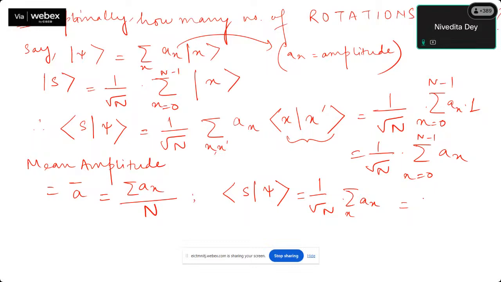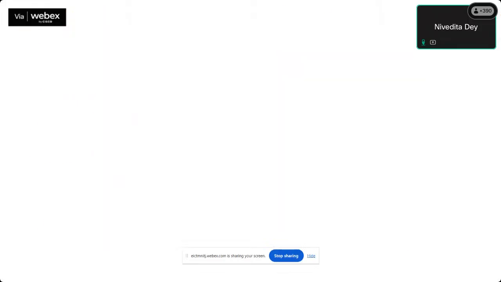If I just want to write, from this equation I can write that sigma ax is nothing but n into A bar. So I can write this as n by root n into A bar, which is root n into A bar. Therefore, alternatively, in terms of the mean amplitude, we can write this as root n into A bar.